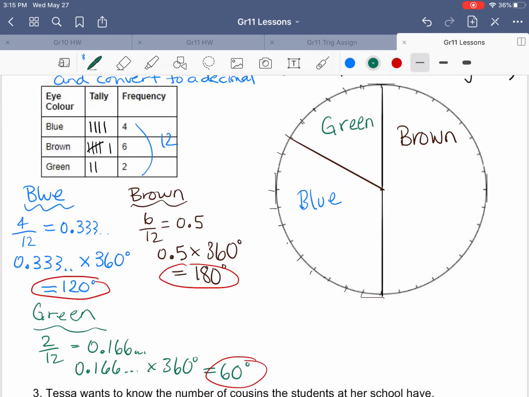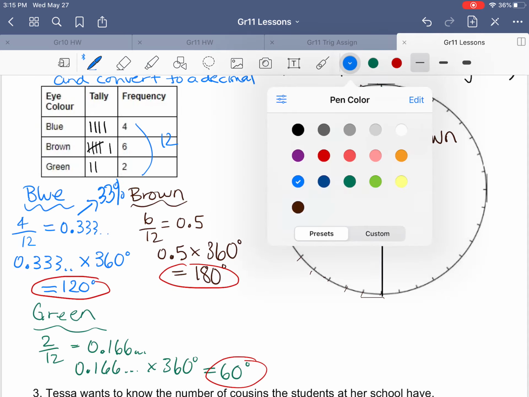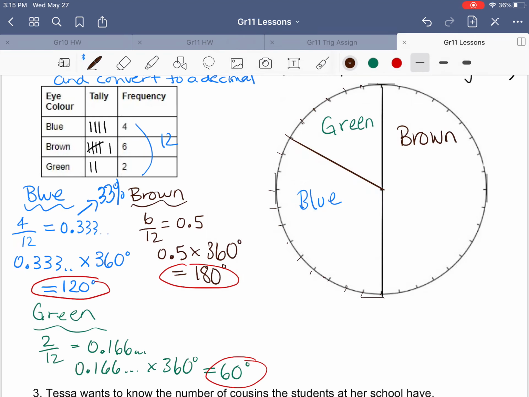Now we need to put another piece of information on here, and that is the percent. So again, we want to think back to our previous unit, converting decimals to percents. So we need to multiply by 100. And in this case, we are going to round our numbers to a whole number. So 0.33333, that's going to round to 33%. And for the brown eyes, 0.5 times 100, that is 50%.